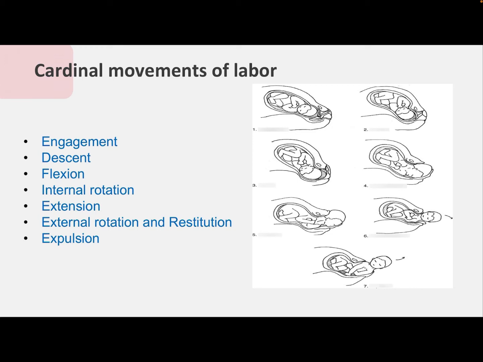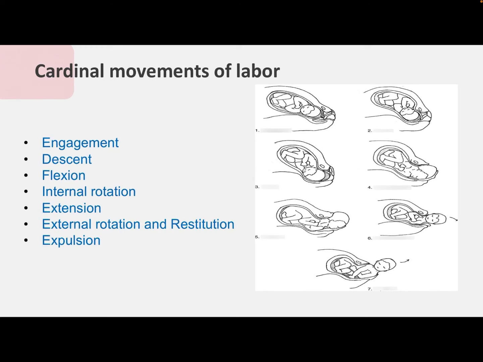Starting with engagement. Engagement occurs when the largest diameter of the fetal head fits into the largest diameter of the maternal pelvis. Moving to the second movement, the descent. When the baby descends through the pelvic inlet to the pelvic floor, it's called descent, and descent occurs as a result of uterine contraction, abdominal muscle contraction, and amniotic fluid pressure.